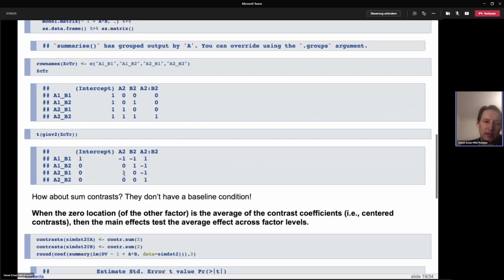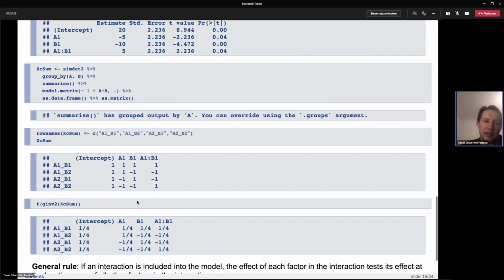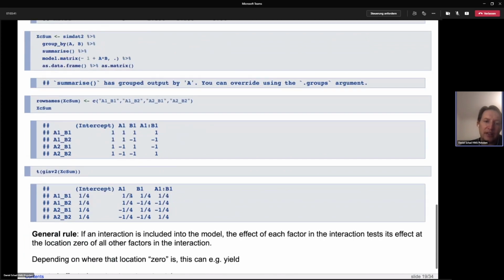So this condition for the treatment contrasts, X3 was compared to X1, and X2 was compared to X1 for factor B. But now with the sum contrasts, we see that these are not nested anymore. These are average effects. So factor A tests the average of 1 and 2 against 3 and 4. And the effect of B tests X1 and X3 against X2 and X4. Okay.